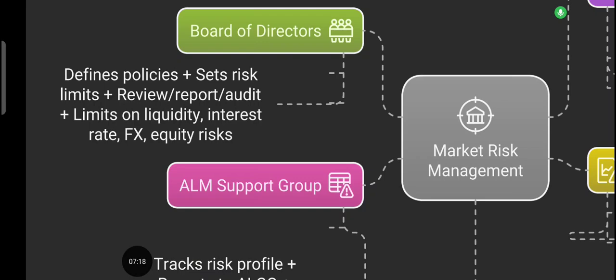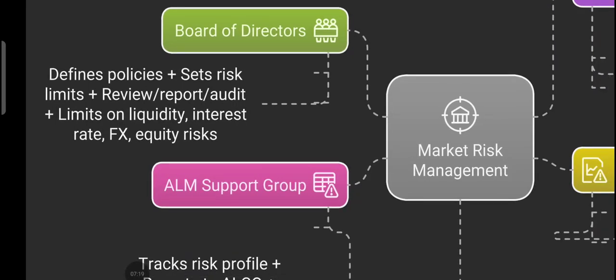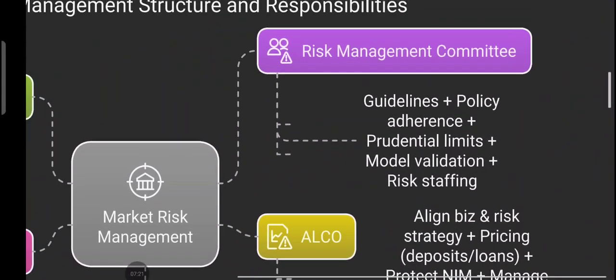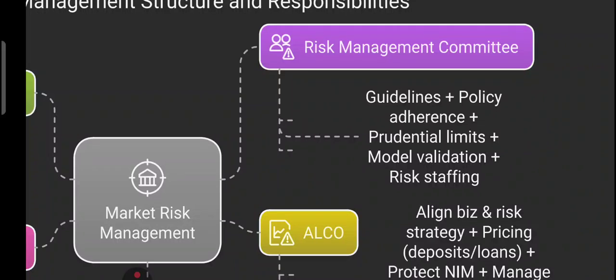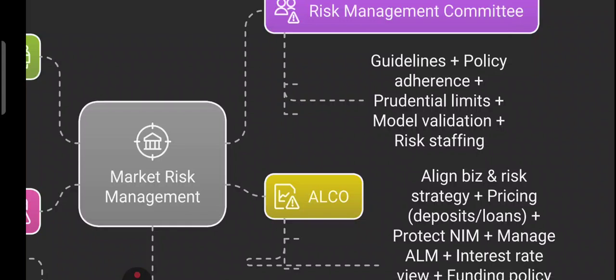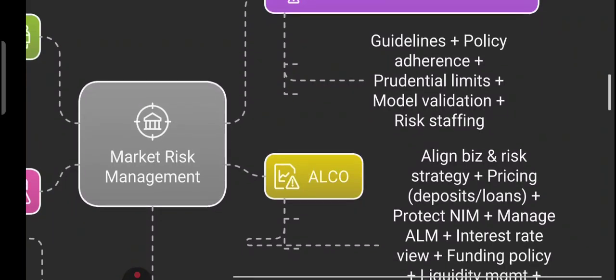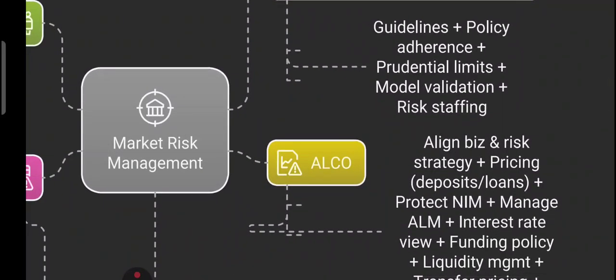The second on the list is the risk management committee, RMC. Think of them as the enforcer of the rules. Whatever rules the board of directors has created are enforced using the risk management committee. They ensure that guidelines are followed. They ensure policy adherence, they monitor the prudential limits, they validate the risk models, and they handle risk staffing. They make sure that risk is not just written down but actually managed.